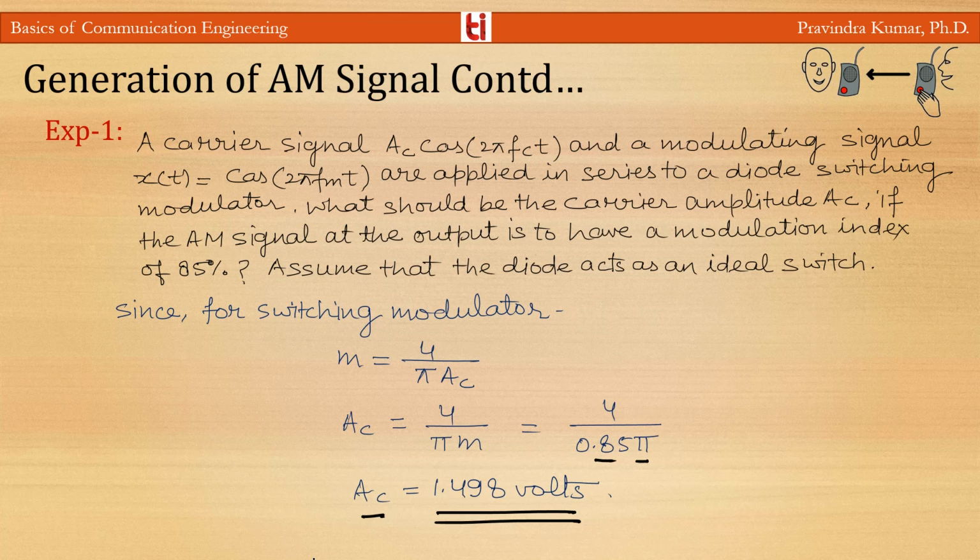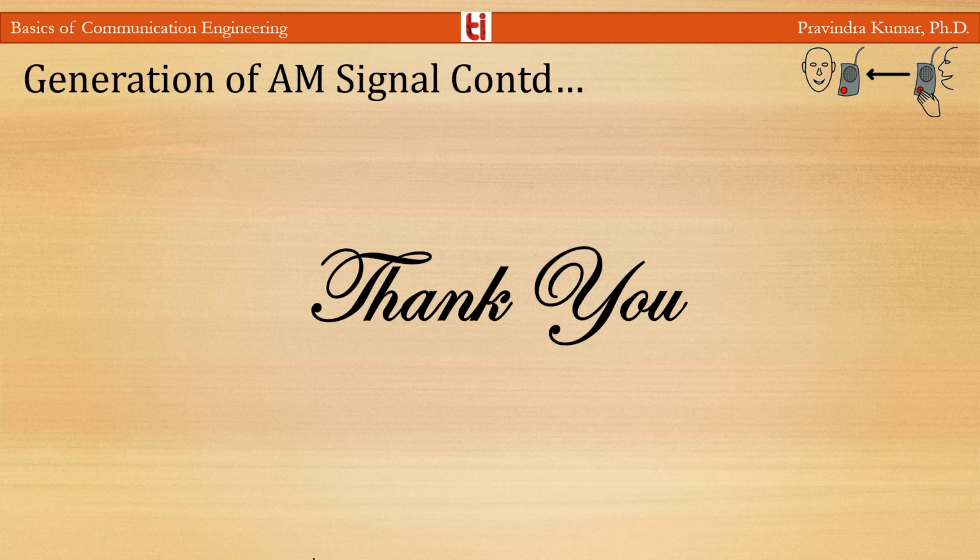So this is the end of this lecture. Here we have discussed generation of AM signal with non-linear devices, product devices, and switching devices. This was the eighth lecture of the lecture series on basics of communication engineering. In the next lecture, we will discuss detection or demodulation of AM signal at the receiver end.